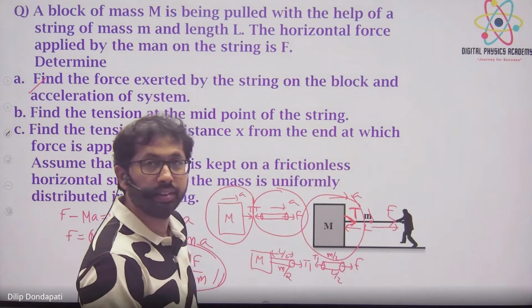So you'll get (M + m)/2 into F by (M + m). Correct.